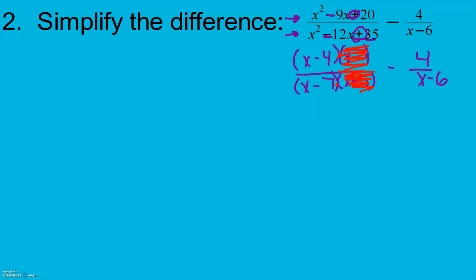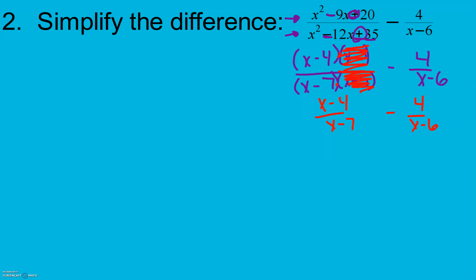We cannot get rid of subtraction by dividing. So these x's right here, we can't do anything about because those are being subtracted. We cannot get rid of subtraction with division, only multiplication with division. So here, I have x minus 4 over x minus 7 minus 4 over x minus 6.